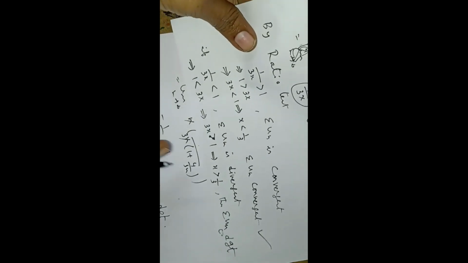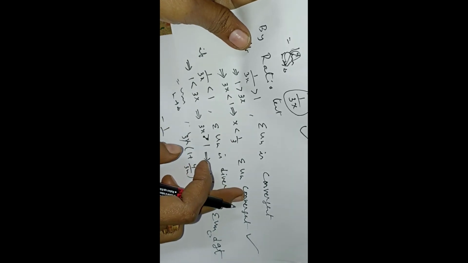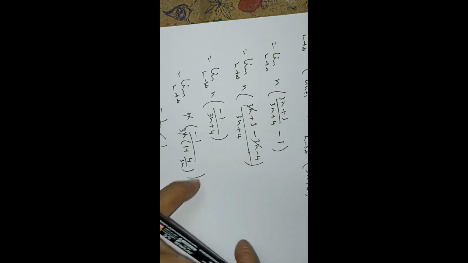By Raabe's test, whenever it is less than 1, it is divergent. Sigma un is divergent. Now we have to combine all the conclusions. Now the conclusions, how to combine the conclusions? Now see the first conclusions. When x is less than 1 by 3, sigma un is convergent. In case of x greater than 1 by 3, it is divergent.